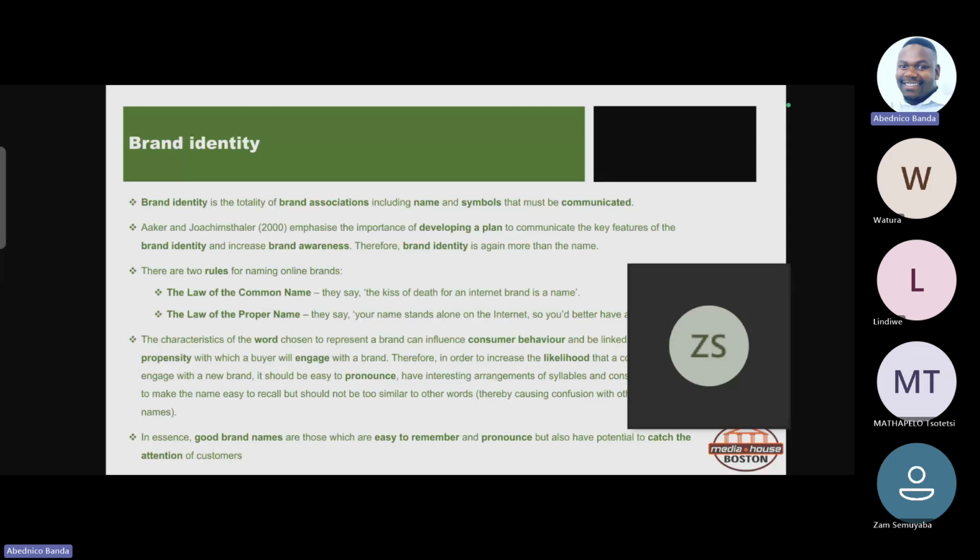Joachim Stoller emphasized the importance of developing a plan to communicate the key features of brand identity and increase brand awareness. So, brand identity is more than just the name. It is more than just saying my name is Zem Semyara, more than saying that I'm a yellow bone, more than saying that I'm a dark chocolate. It is denser.